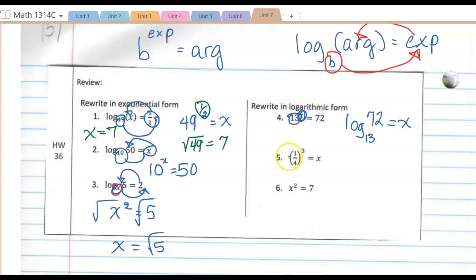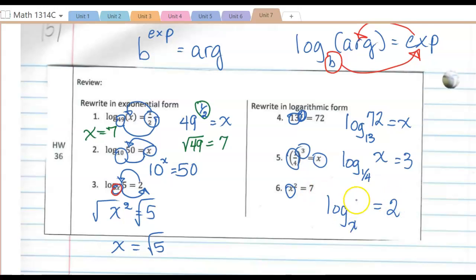We'll do the same thing for number 5. We're going to find that our base is 1/4, so it's going to be the log of base 1/4. Our exponent is 3, so that's going to be on the other side, and our argument is equal to x. And the last one, our base is x, log of base x, our exponent is 2, and our argument is equal to 7.